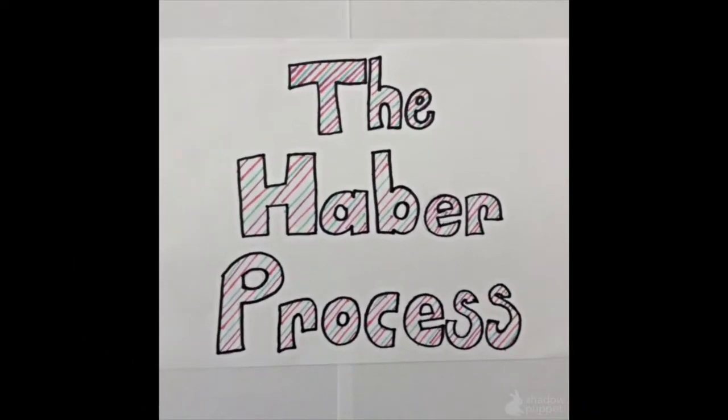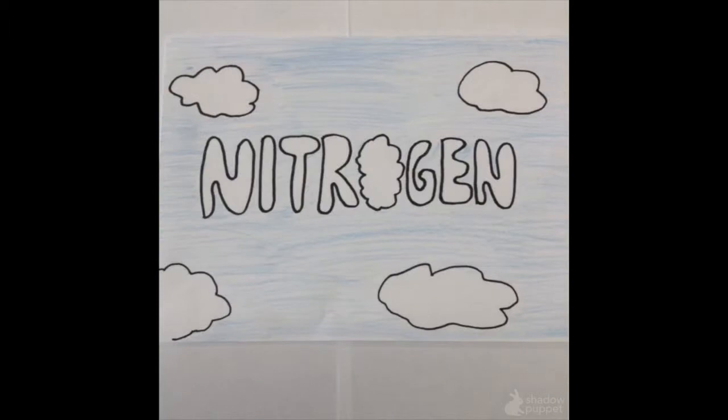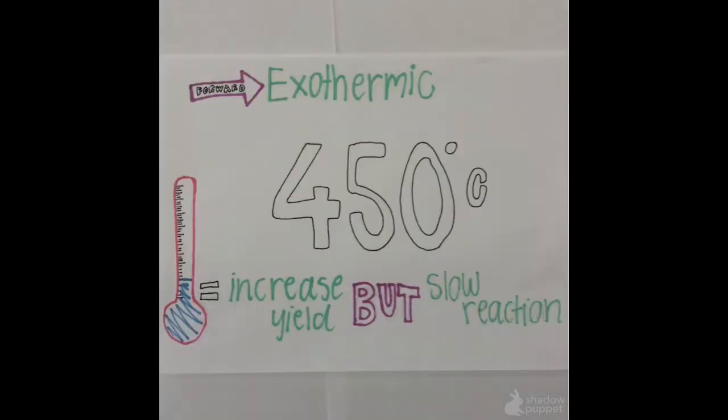Haber process. The equation for the Haber process is nitrogen in this reaction comes from the air, and the hydrogen comes from natural gas. This process occurs at 450 degrees Celsius. Because the forward reaction is exothermic, a lower temperature would increase the yield but make the reaction too slow.